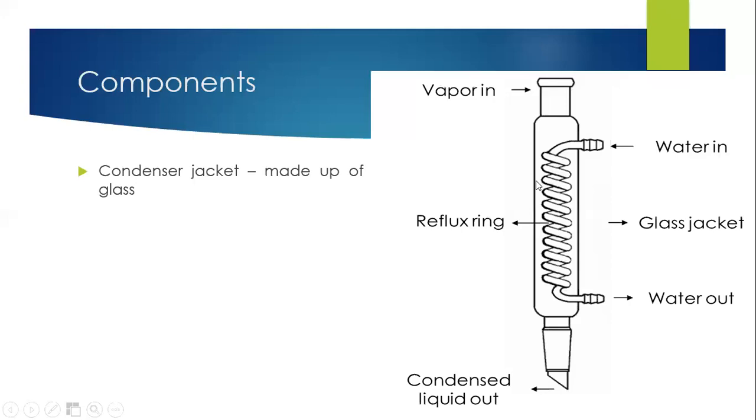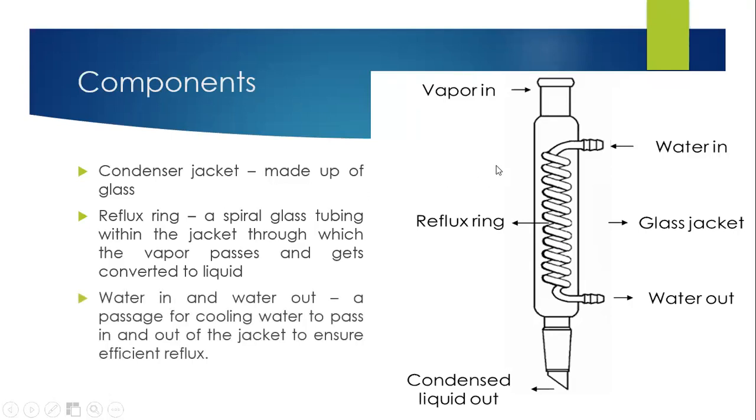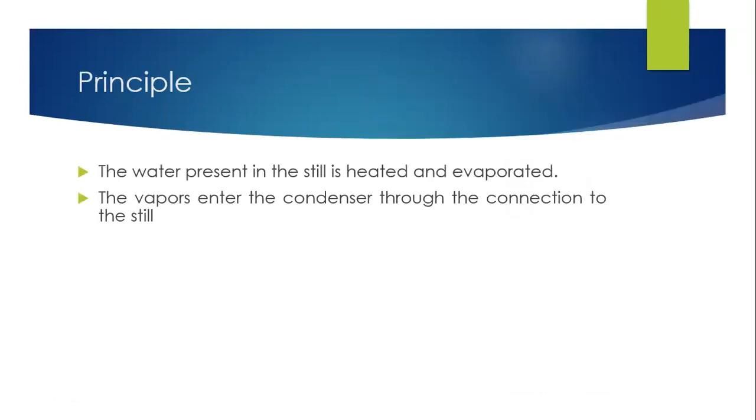There is a condenser jacket made of glass, inside which all the components are present. There is a reflux ring, a spiral glass tubing for the flow of coolant, and the coiling makes sure there is high surface contact with the vapors. There is a water inlet and outlet for the coolant, from which the coolant is pumped in and removed from the water. Based on the principle of condensation, the water present in the still when heated will evaporate.